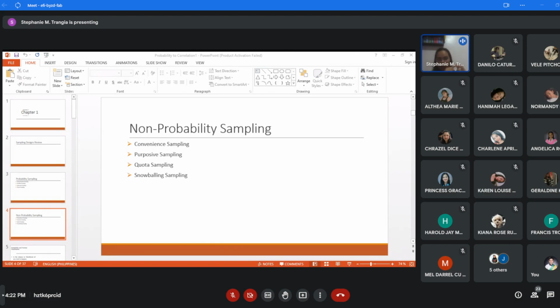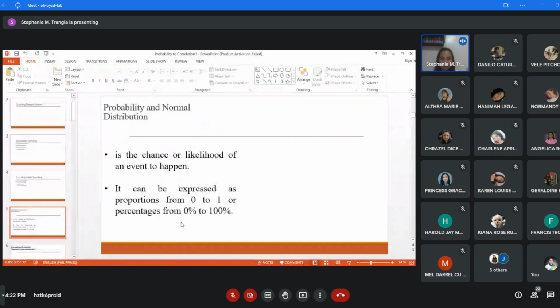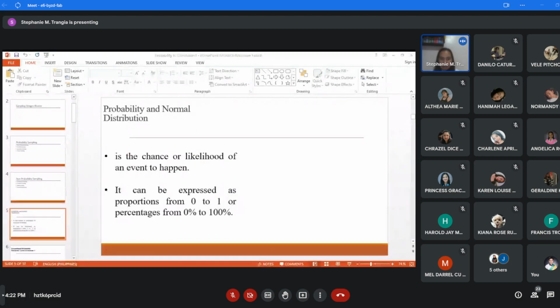So that ends the review for non-probability sampling. Now let's proceed to probability. So probability class is the chance or likelihood of an event to happen. Example, what is the chance that tonight it will rain? So that is subjective probability. Then you say maybe there is a 60% chance nga mo rain karong hapon, or there is 40% chance po nga dili. So nga na ang probability.